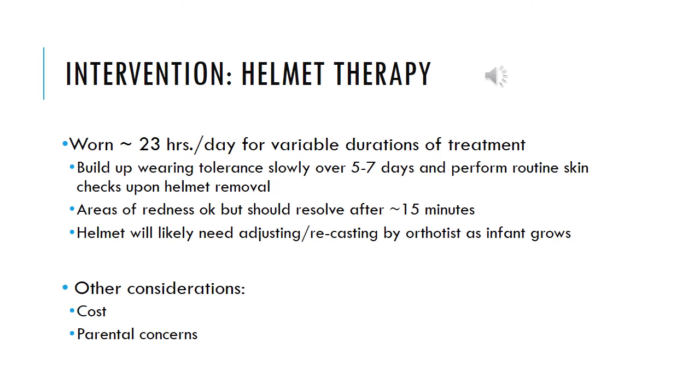And then there are some other considerations before you recommend the helmet. So the cost of the helmet. Usually insurance is more likely to cover a helmet with a younger child, so that 4, 5, 6 months of age, as opposed to a child over a year, because they're aware that the resolution isn't going to be as great. And then parental concerns. So sometimes parents are very concerned with how the helmet will look on the child or how the helmet will be tolerated by the child.